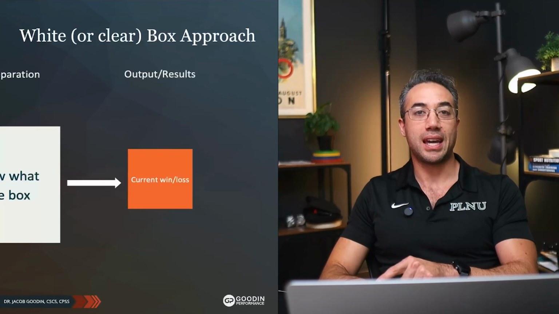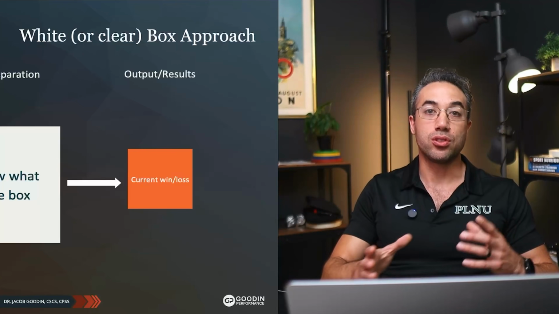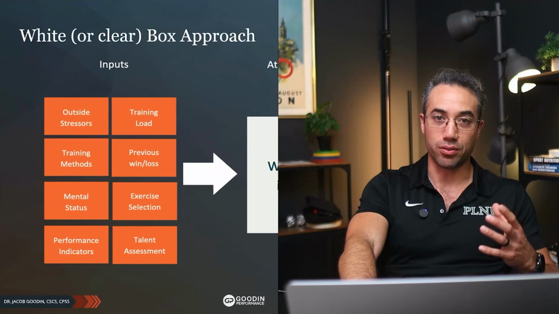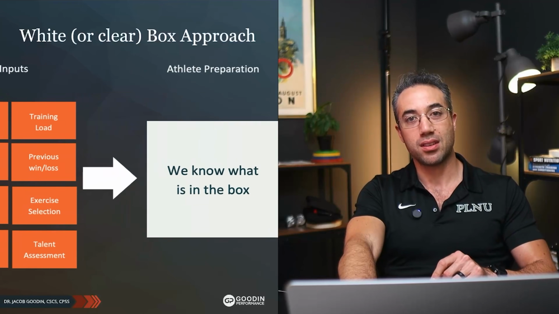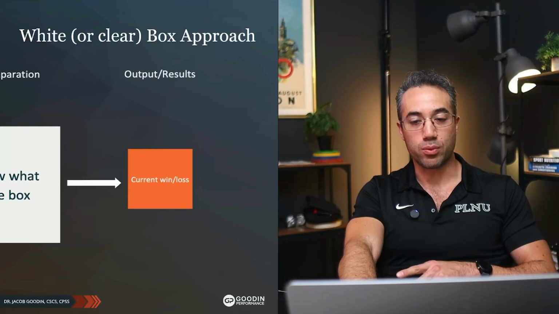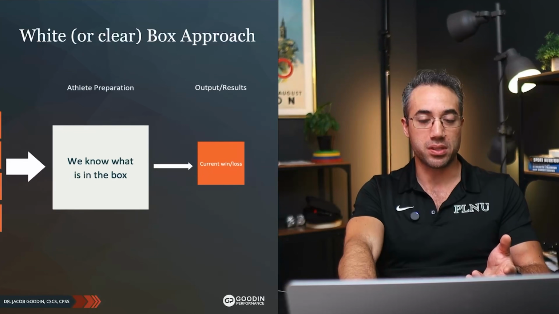But when you look at every team's final result, and then you look at their training, what we can do is start to say, hey, because we know what was in the box over here, all these inputs, maybe we can tweak some of those things so that we can modify the win-loss record for the next season. And that's really what sports science is all about. It's about quantifying what's in the box.